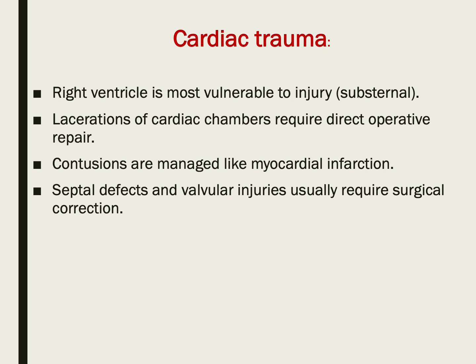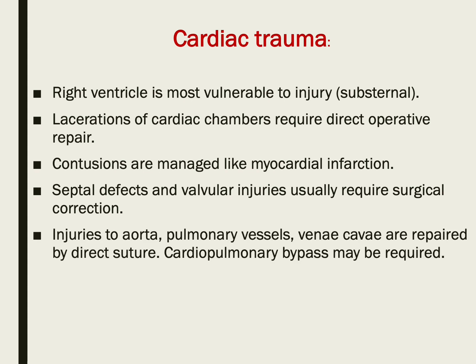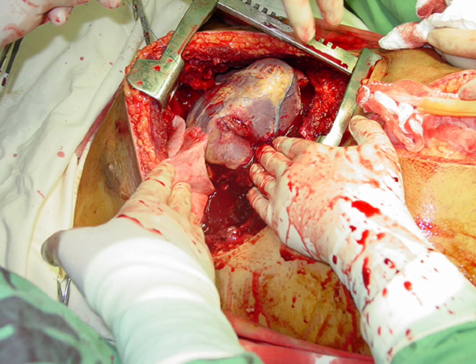If the patient has a contusion from blunt trauma, it can be managed as a myocardial infarction. The patient might present with some dysrhythmias or arrhythmias, and it's important to exclude other injuries, including vascular injuries. And if it is the only thing present, then patients can be treated conservatively. Septal defects and valvular injuries will need immediate surgical repair. Injuries to the aorta and other vessels are also repaired using cardiopulmonary bypass. That is injury to the heart.